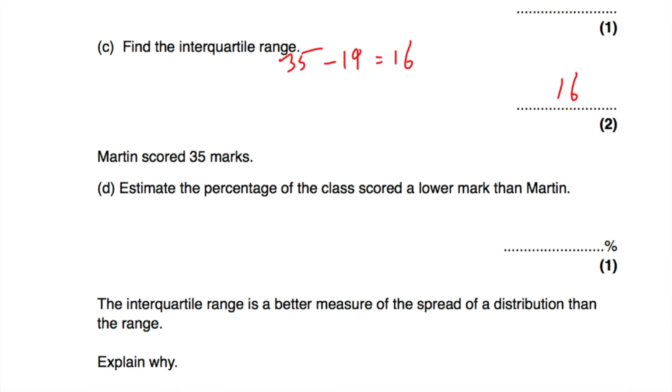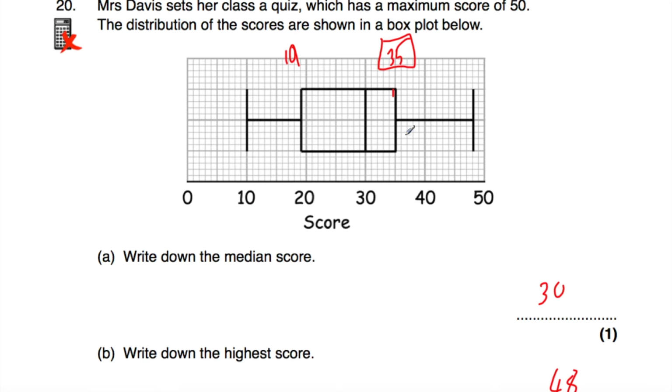And then if we go on down, we're then told that Martin scored 35 marks, and we've been asked to estimate the percentage of the class that scored lower than Martin. So he scored 35 marks. So let's go up and have a look at our box plot. So he scored 35 marks, which is here, which is the upper quartile.